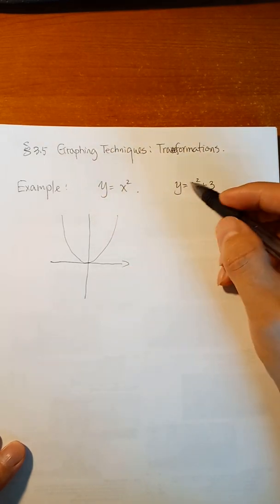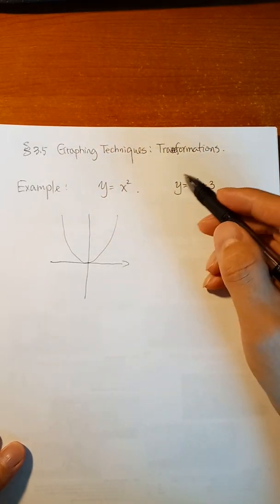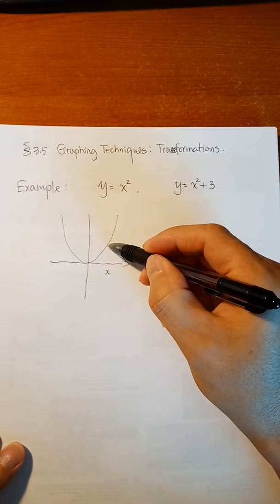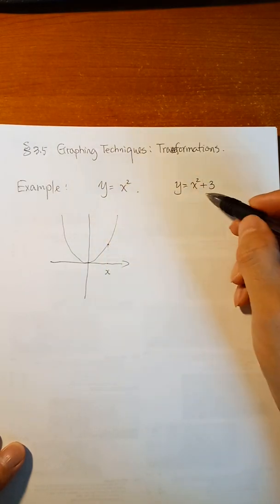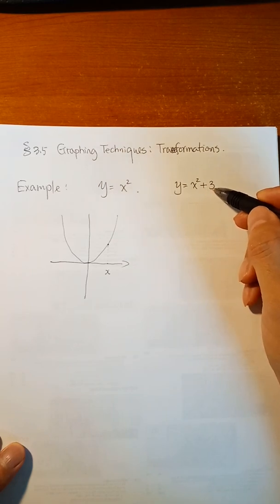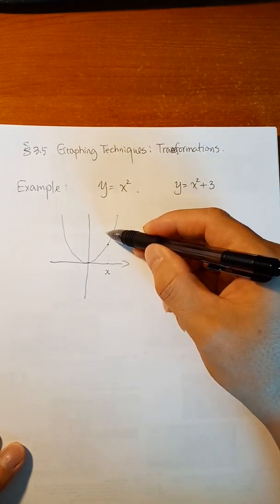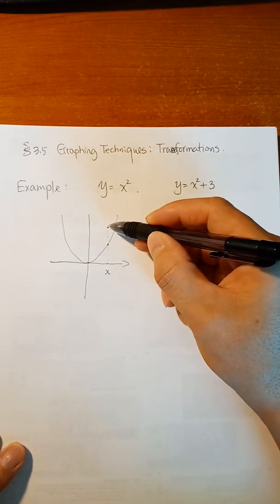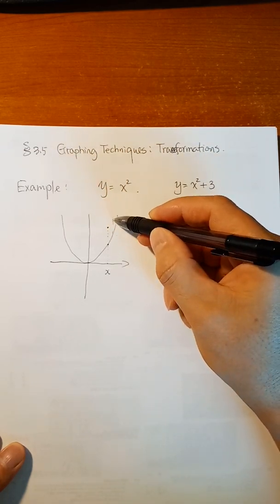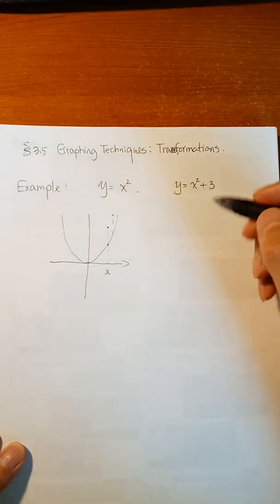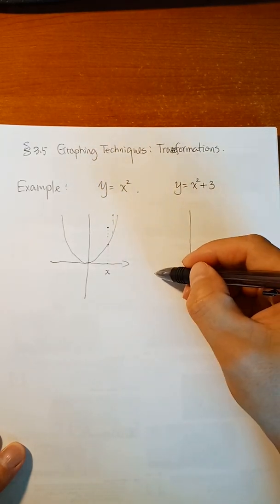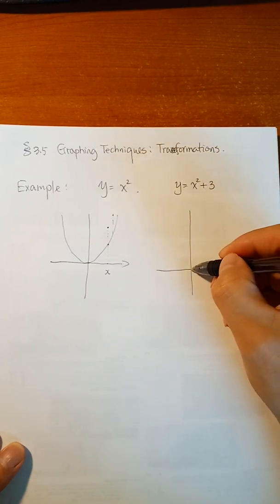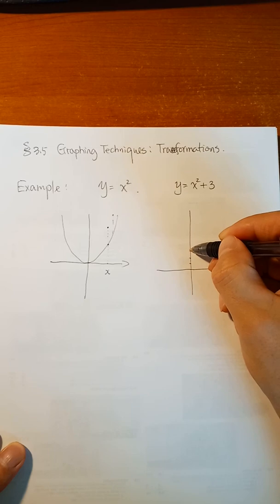If you examine the evaluation, you will see that whenever you have x, you get the corresponding y value, you get x squared. And for the second function, you simply add 3 to the value. So you add 3, possibly it's here. So every point you're going to move it vertically 3 units up. So the graph of y equal to x squared plus 3 is like 1, 2, 3. So it's like this.